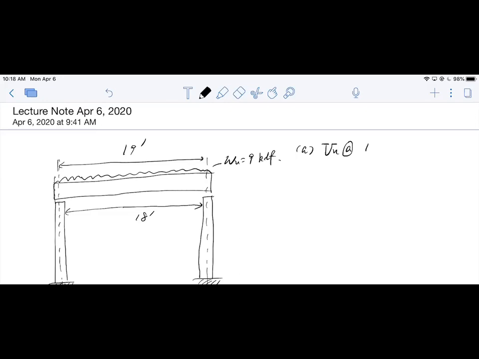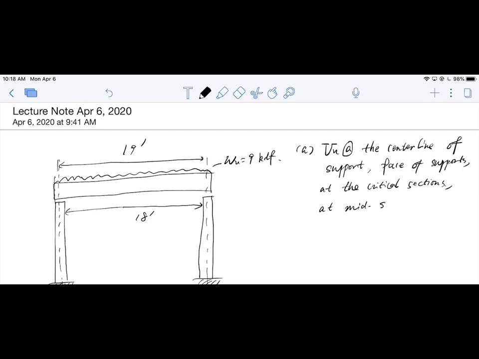At the center line of support, at the face of support, at critical sections, and at midspan. Okay, so we need to determine Vu for all these critical sections.